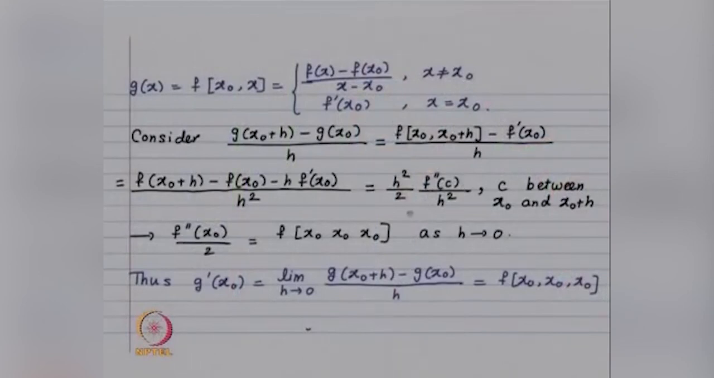Now, we are going to let h tend to 0. So, when h tends to 0, c which lies between x 0 and x 0 plus h will tend to x 0. And using that, we get f double dash c by 2 tending to f double dash x 0 by 2, which by the definition of divided difference is the divided difference of f based on x 0 x 0 x 0, x 0 repeated thrice. And thus g dash x 0 is f of x 0 x 0 x 0. We had already proved that g dash of x is a divided difference of f based on x 0 x x, and now that formula is valid for x equal to x 0.